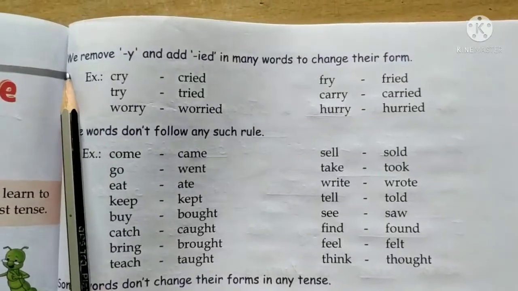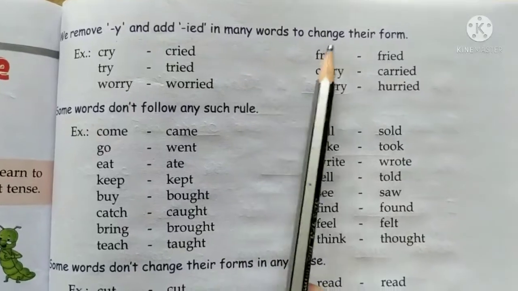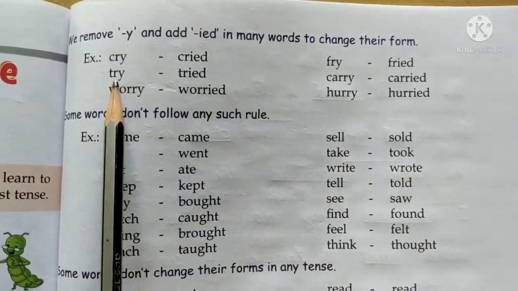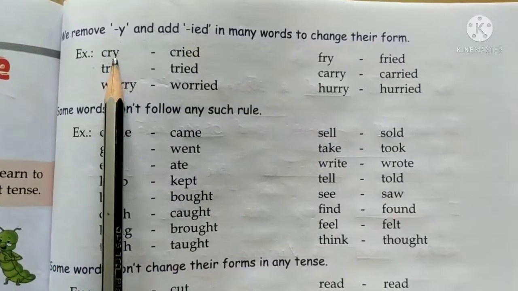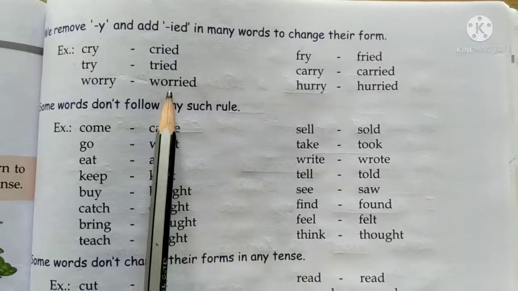The next rule says that we remove y and add ied in many words to change their forms. The action verbs which end with y, like cry, try, worry, we remove the y and add ied to change them into past form.